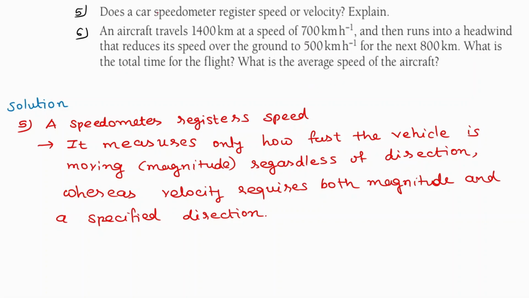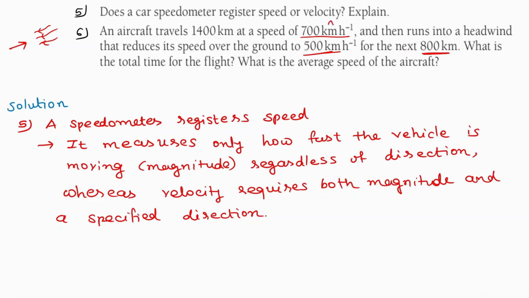Now, first, the aircraft travels at 700 kilometer per hour for 1400 kilometer. So the aircraft is going like this, but due to some wind going opposite to it, the speed of the aircraft decreases, and it attains a speed of 500 kilometer per hour, and at this speed it travels 800 kilometer. So we need to find the total time of the flight.